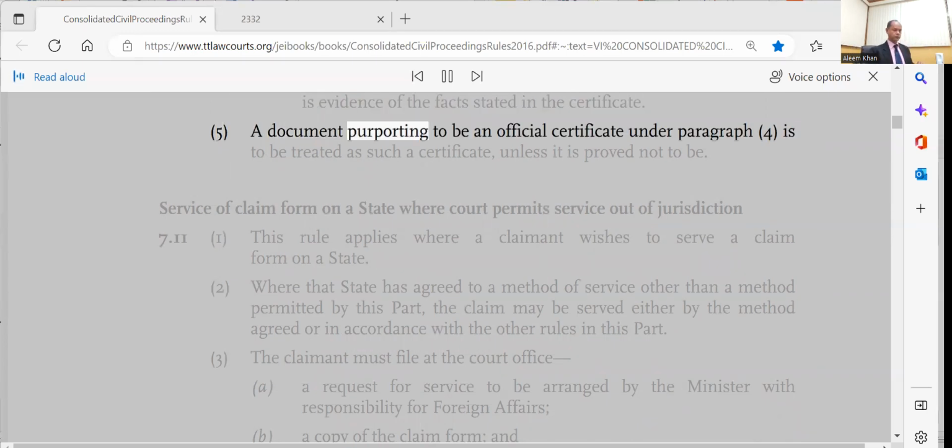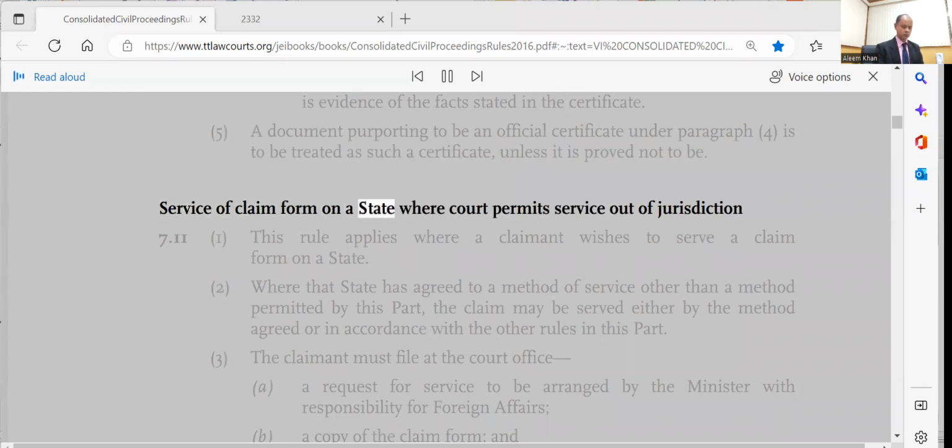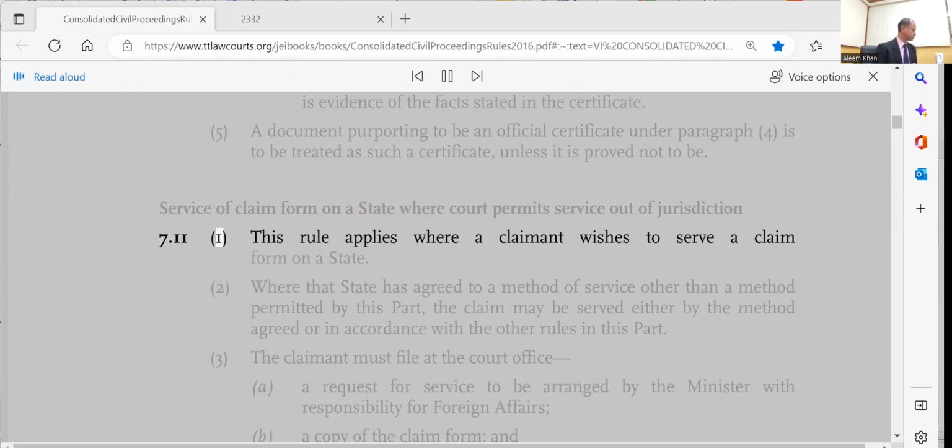5. A document purporting to be an official certificate under paragraph 4 is to be treated as such a certificate, unless it is proved not to be. Service of claim form on a state where court permits service out of jurisdiction. 7.11(1). This rule applies where a claimant wishes to serve a claim form on a state.